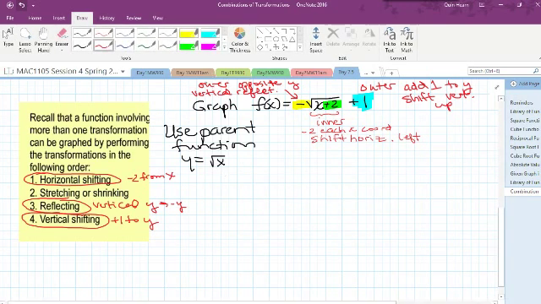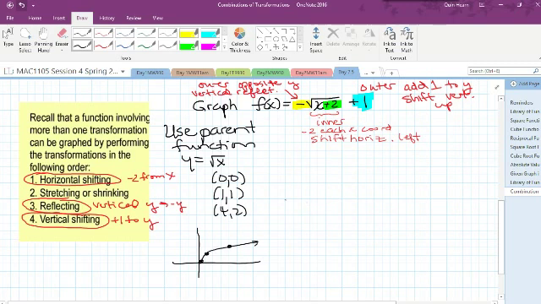Let's see, first actually, I'm going to start with my key points from square root. Remember we had 0, 0, we had 1, 1, and we had 4, 2. And we already know the original graph, what it looks like. Looks like this. Starts at 0, 0, 1, 1, 4, 2. Looks like a half of a parabola going off into the right.